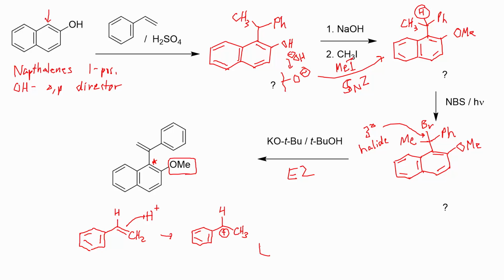All right, this is going to react now with the naphthol derivative. That's an analog of a phenol, with a naphthalene ring instead. So we're going to start our electrophilic aromatic substitution. Let's not forget that hydrogen right there. All right, this gives us this.